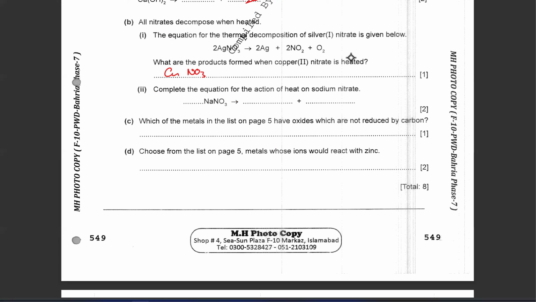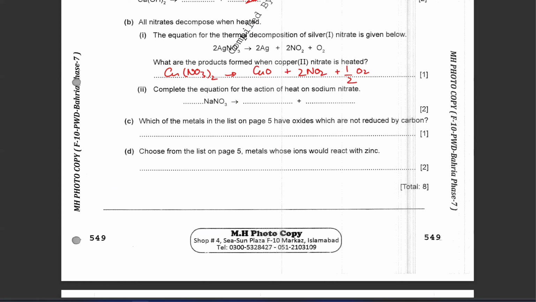So copper 2 nitrate, copper plus 2, NO3 minus 1. So it's going to be Cu(NO3)2. What is it going to form? It's going to form copper oxide, NO2 gas, and it's going to give off oxygen gas. So all these things are going to be formed. You can balance it, 2NO2 and oxygen, so that's 1 plus 4, that's 5, so there's going to be half O2. But anyways, they're not looking for the equation. He just said what are the products formed. So you'll just write copper oxide, nitrogen dioxide, and oxygen gas.